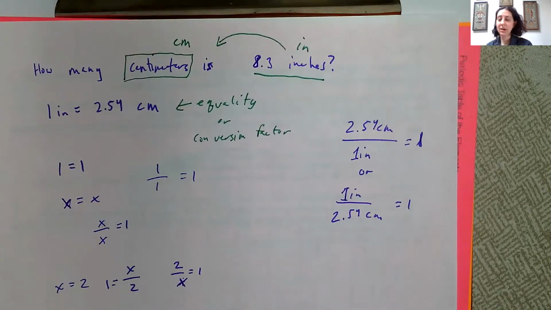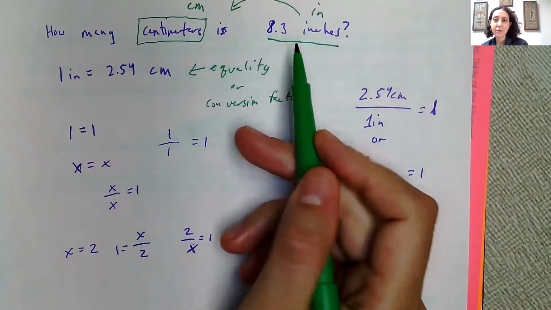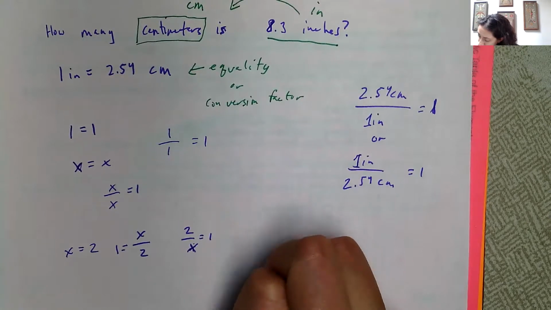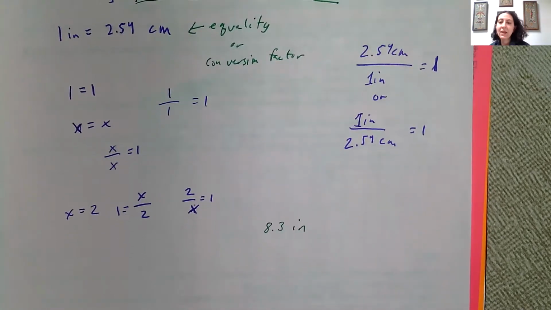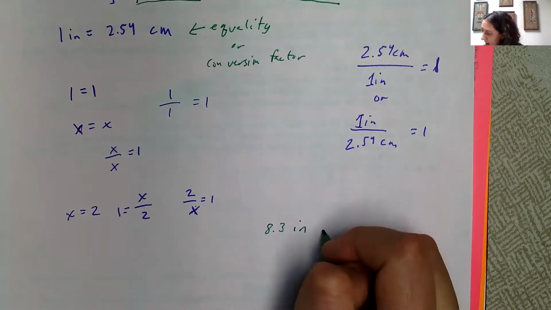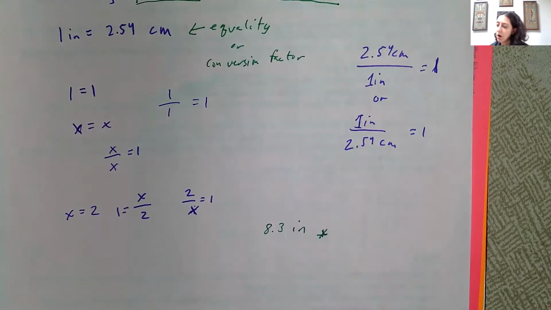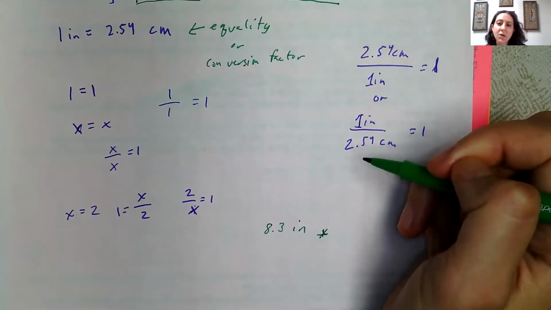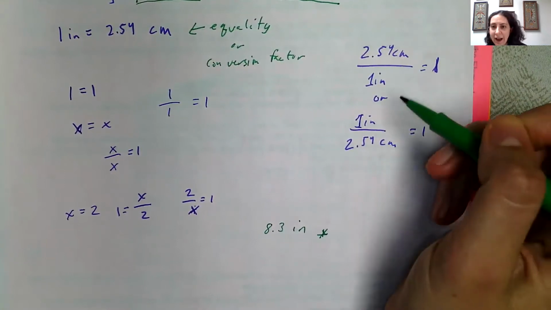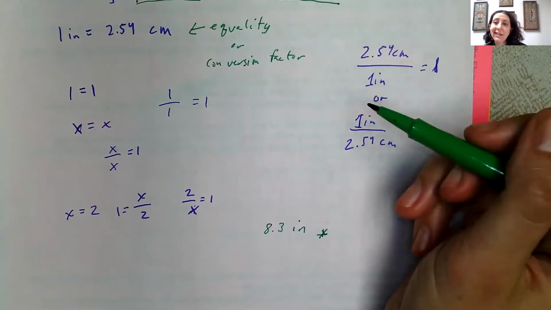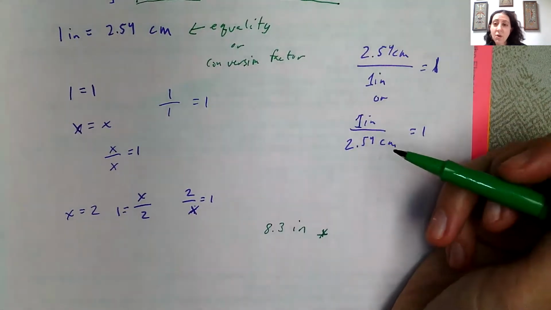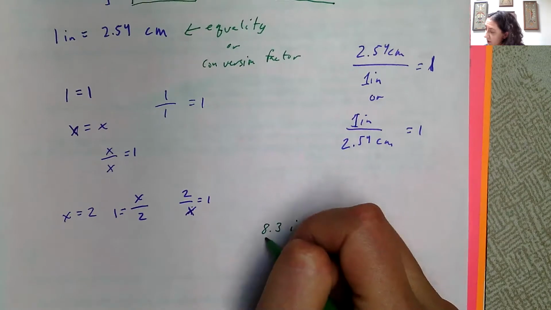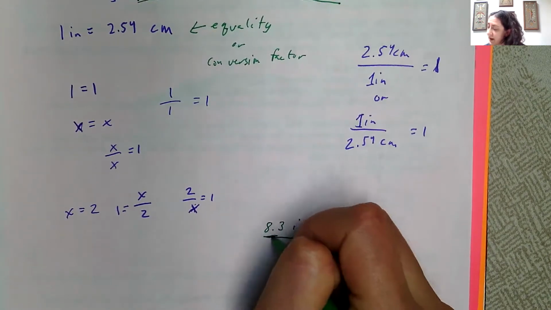So I'm going from inches to centimeters. I'm going to start with the information I've been given, 8.3 inches. And I need to multiply this by whichever version of my equality is going to cancel out the unit I don't want and give me the unit I do want. So what I mean by that is, if you think of this also like a fraction, right?